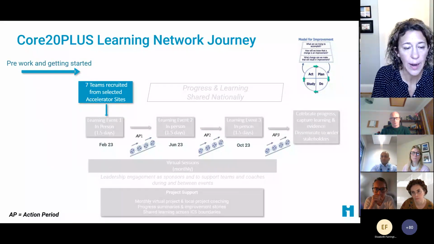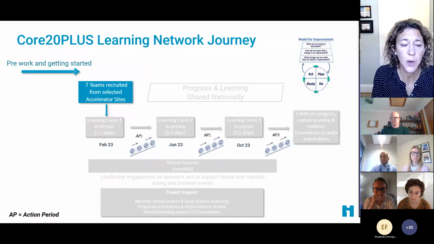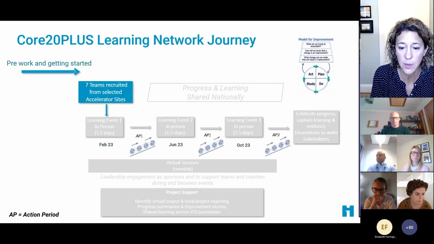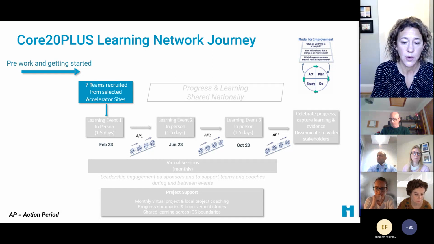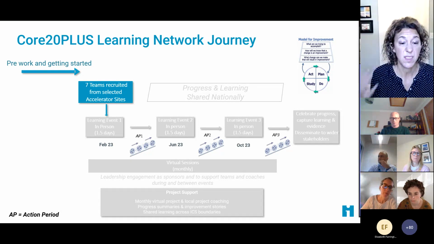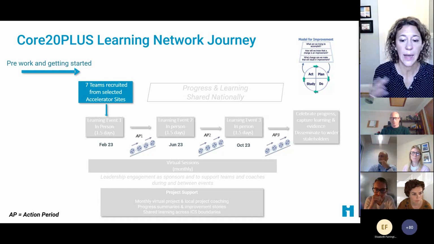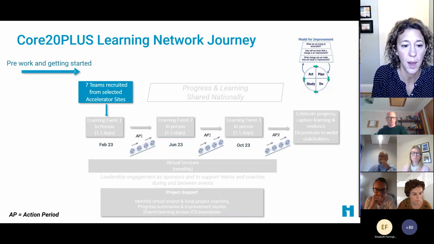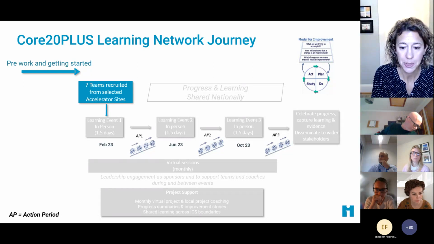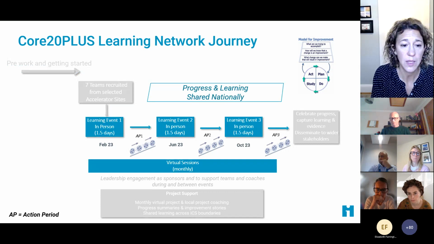Let me give you a quick high-level view of how this will work. We're in this phase where we're looking for the seven teams who will be selected as accelerator sites. There'll be a bit of pre-work to get your site thinking about what your team looks like and who's going to be in which components, and then we'll start that work very actively. We're really trying to hold to strict timelines here, so we'll start through virtual connections, connecting with the core team and with each other.